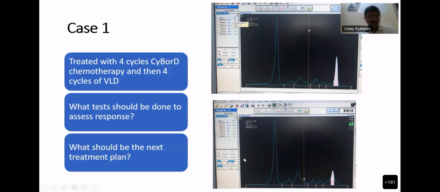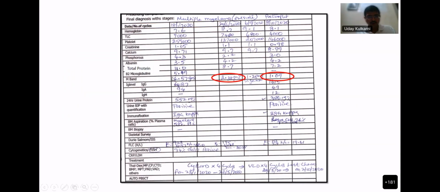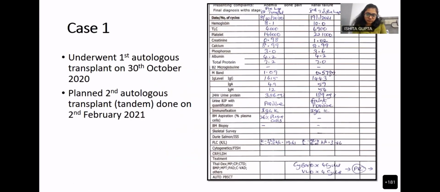So the M band initially was 4.5 grams. It reduced to 2.38 after the first set of chemotherapy. Then after the next set, it reduced further to 1 gram. Post that, we did the first autologous transplant on him. Generally in high risk patients, we do tandem autologous transplant. The M protein was 1 gram before the first transplant, and just before the second one we repeated the M band and it was 0.57. So we did 2 transplants back to back to ensure that the disease is well controlled here.